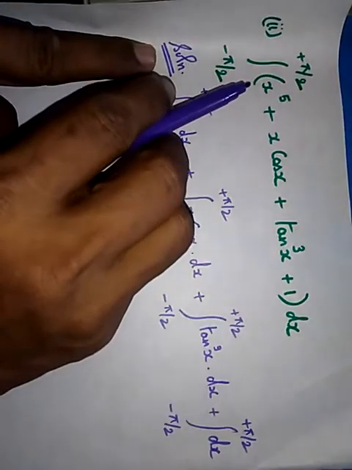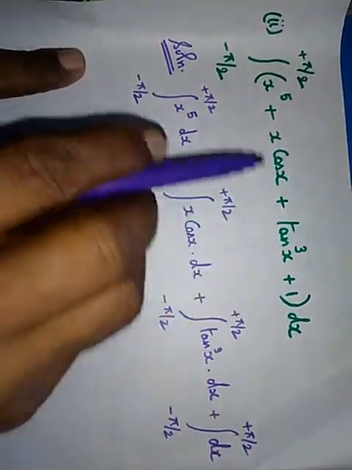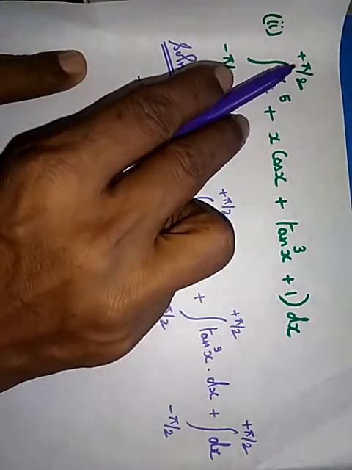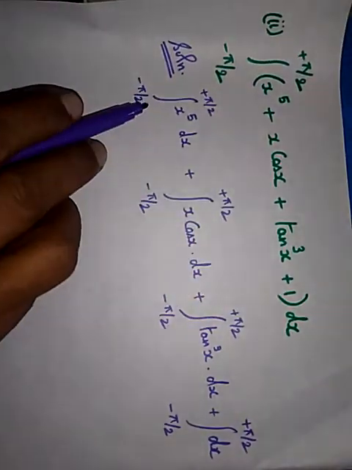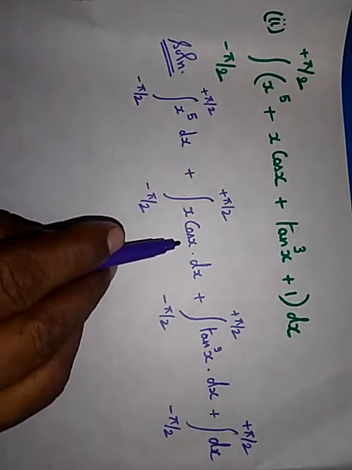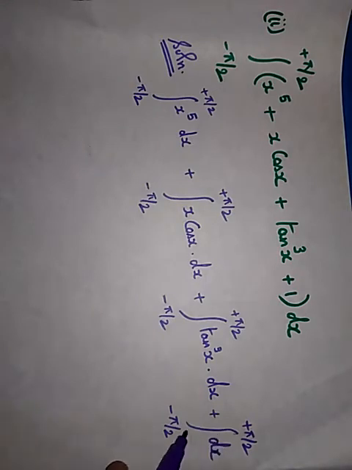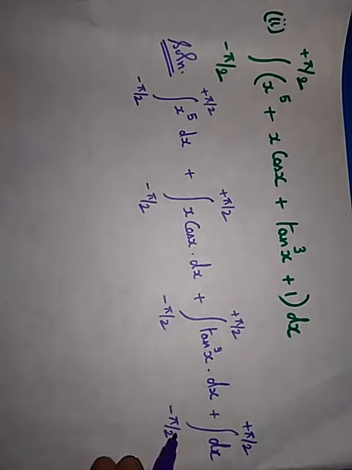Integration of x power 5 plus x cos x plus tan cube x plus 1 into dx. Lower limit is minus pi by 2, upper limit is plus pi by 2. So we can split the integral like this: integral x power 5 dx plus integral x cos x dx plus integral tan cube x dx plus integral 1 dx. All of them will have lower limit minus pi by 2 to plus pi by 2.